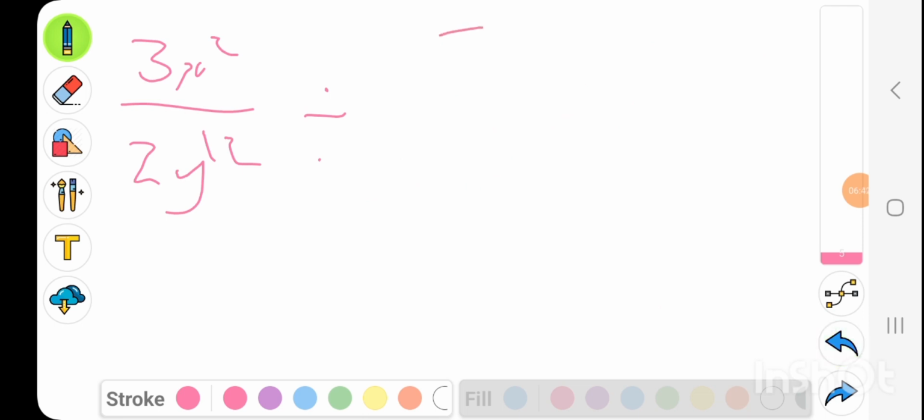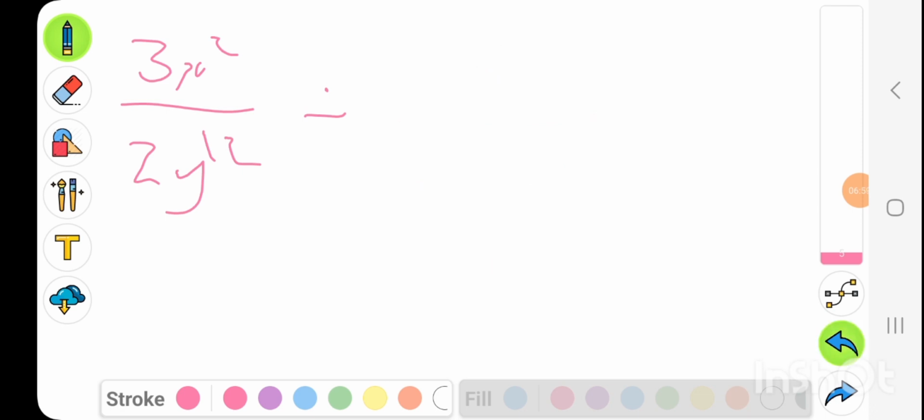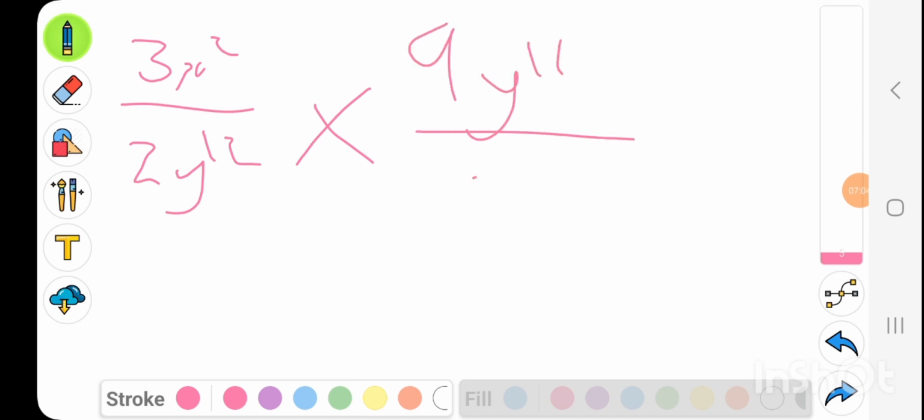So that's 9 over, wait up. So no, it's x over 9y to the power of 11. And then you've got to reciprocal this, and then times 9y to the 11 over x, and that'll just be x, and then this will be just 1, and this is just y, okay?